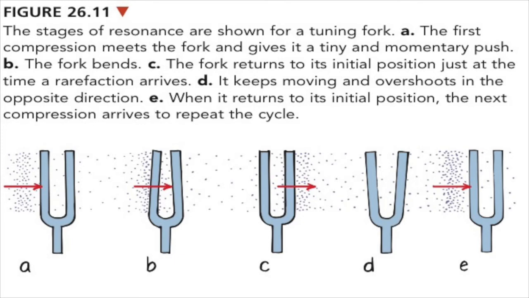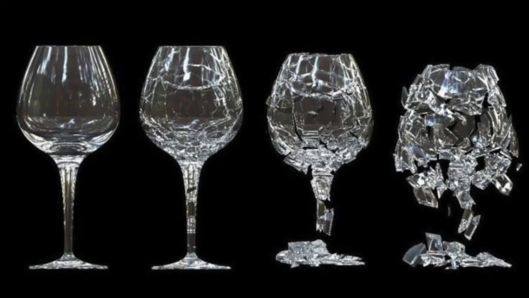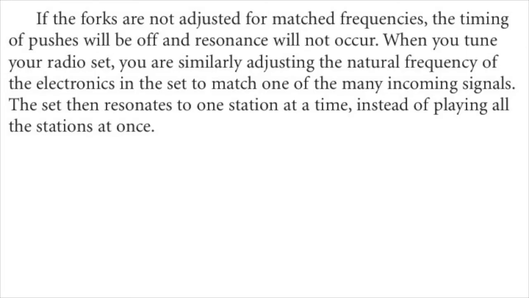If the forks are not adjusted for matched frequencies, the timing of pushes will be off and resonance will not occur. When you tune your radio set, you are similarly adjusting the natural frequency of the electronics in the set to match one of the many incoming signals. The set then resonates to one station at a time instead of playing all the stations at once.